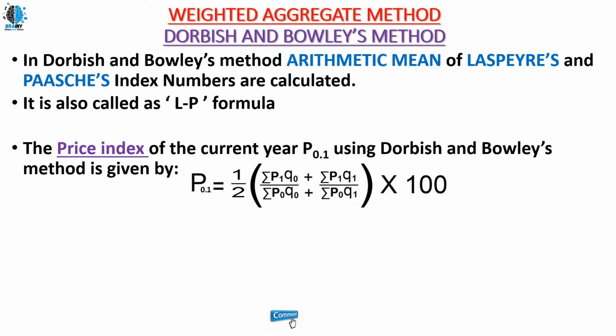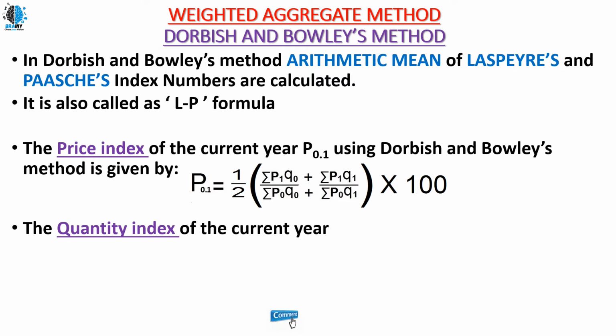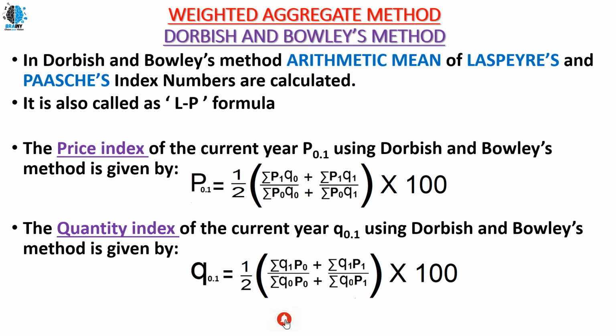The price index P01 is equal to 1 by 2 into the Laspeyres method plus Paasche method, into 100. It will give the arithmetic mean. Next we have the quantity index. The quantity index of the current year Q01 using Bowley's method is given as half of Laspeyres method plus Paasche method, into 100. So these are the price index and quantity index formulas under Drobisch and Bowley's method.